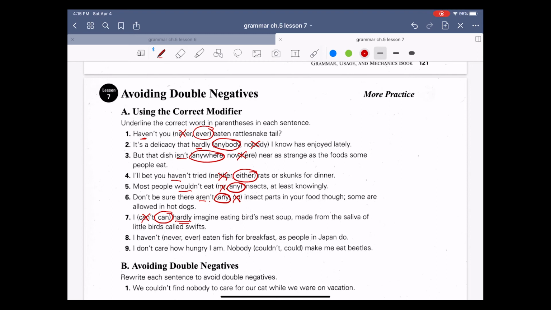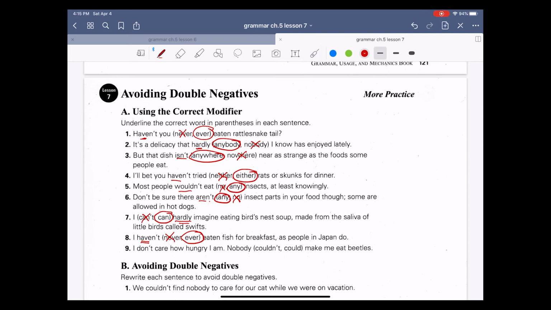Number 8, I haven't never eaten fish for breakfast as people in Japan do. I haven't ever eaten fish for breakfast as people in Japan do. I haven't is your negative, means we automatically exclude never, it's not an option, and we use ever.